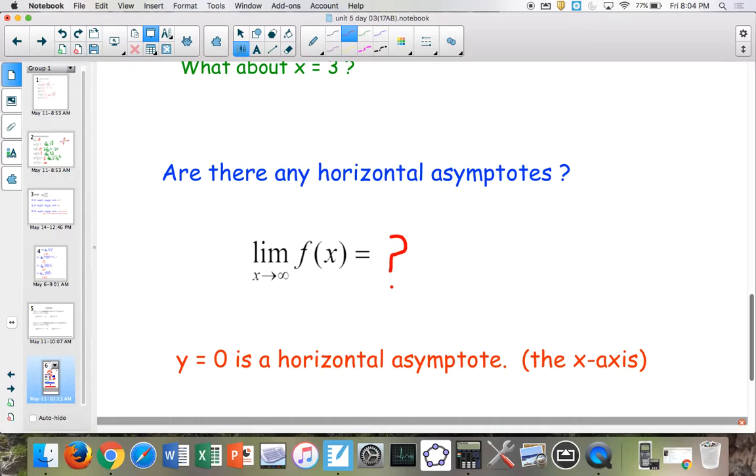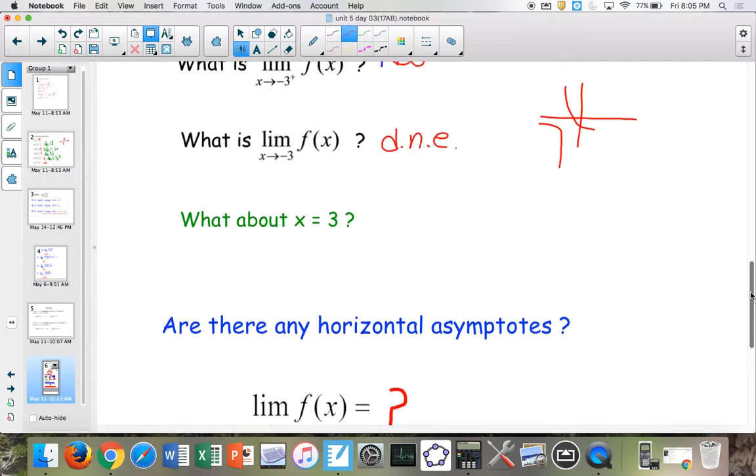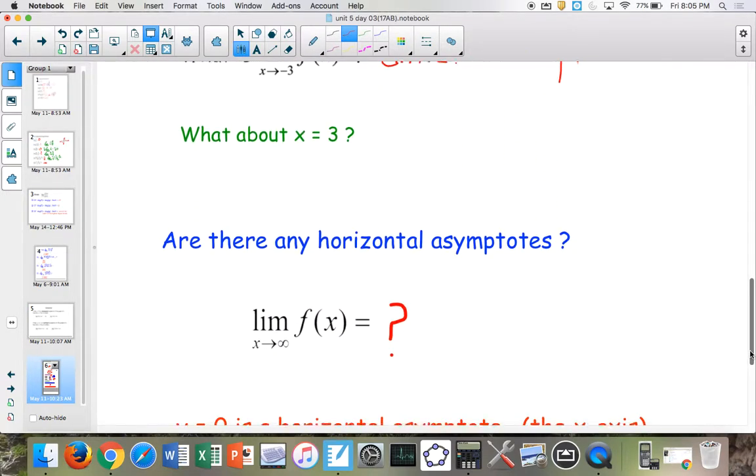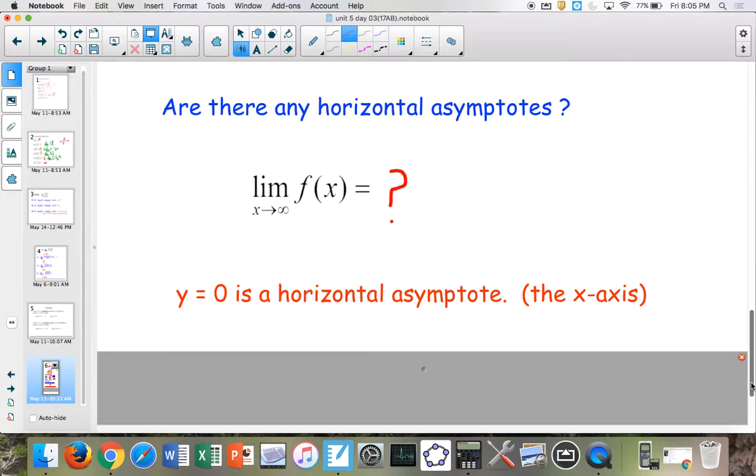Finding horizontal asymptotes, well, we're looking at what happens as x approaches infinity, and we get y equals 0 for the x-axis, because if we go back up to our original function and use those rules that I talked about a few minutes ago, the highest degree on top is 2, highest degree on the bottom is 3, so therefore the limit as x approaches infinity is going to be 0. And so that gives us our horizontal asymptote.